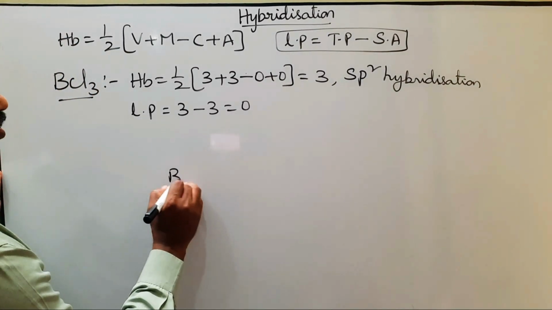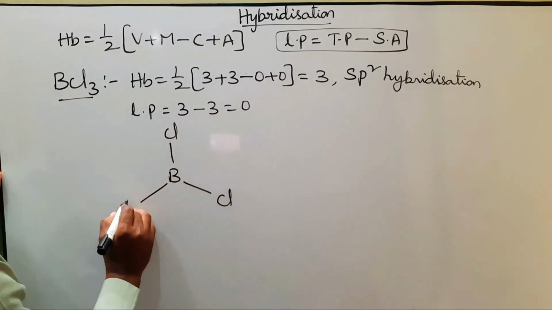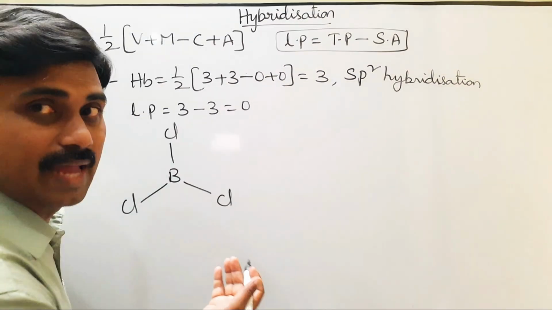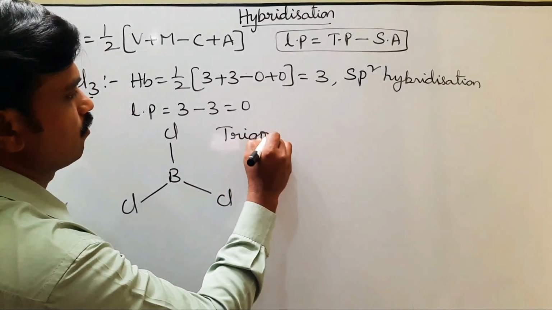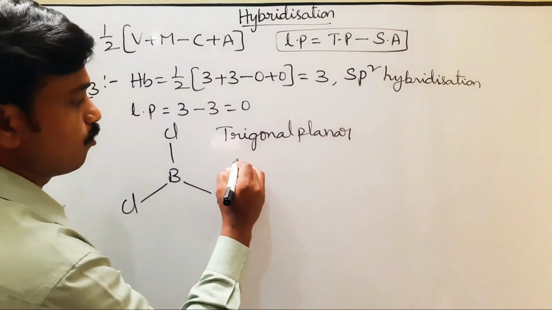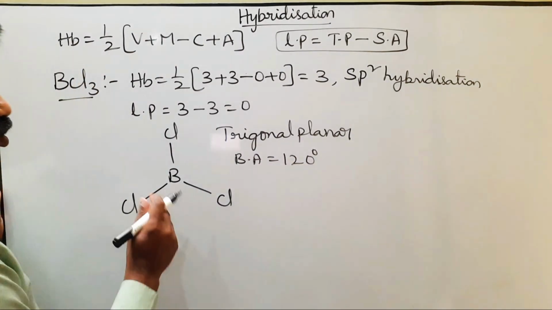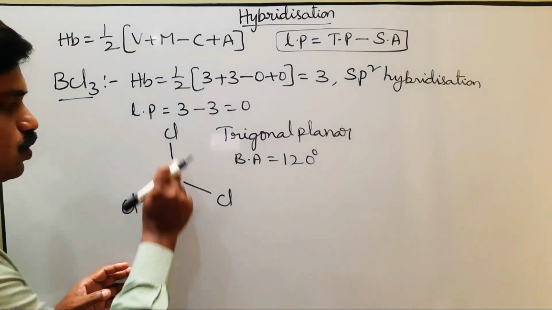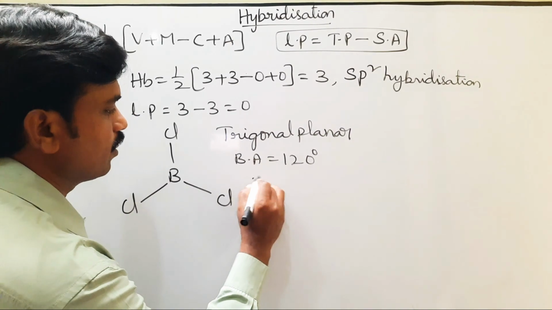Look at the structure of the molecule. With boron, 3 chlorines are there. Its structure is a planar molecule or trigonal planar. For this molecule, bond angle is 120 degrees. Is it octet or not octet? With boron, how many surrounding bonds are there? 1, 2, 3 only. 3 2s are 6 electrons. That's why it is not an octet molecule.